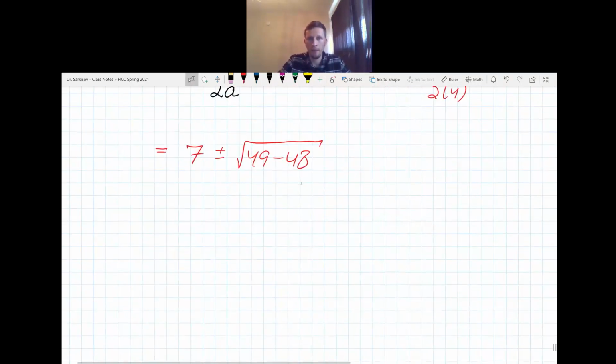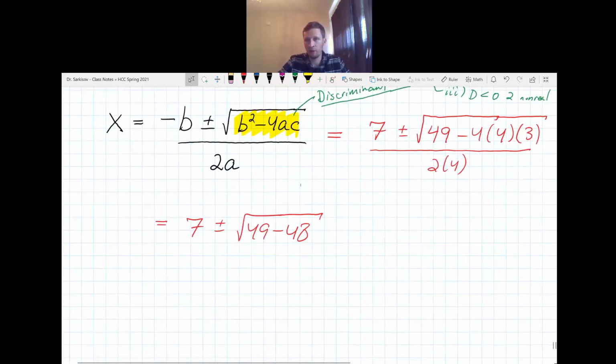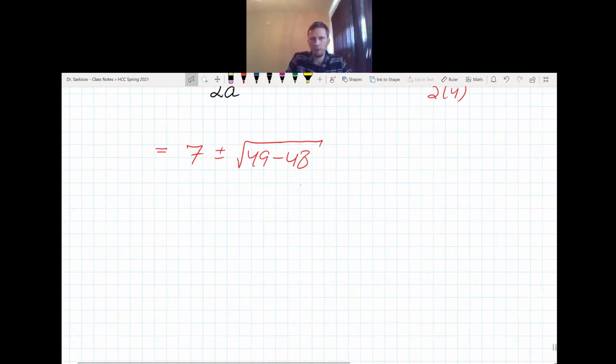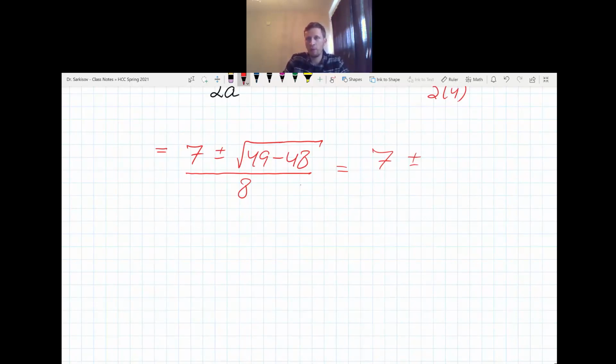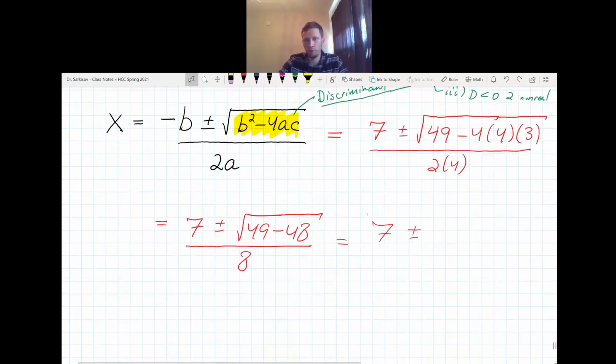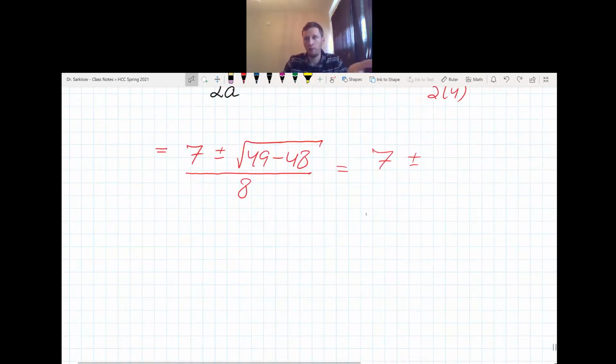So 7 plus or minus the square root of 49 minus 48, and then all over 2 times 4, which is an 8. Let's write this as 7 plus or minus the square root of 1. That's a 1 right there. That's our discriminant. That's why we're going to have 2 solutions: 1 is greater than 0. We're talking about this case for our problem. It's going to be 2 real solutions, and we know this problem had 2 real solutions. We knew what they were, actually. So 7 plus or minus 1, all over 8.